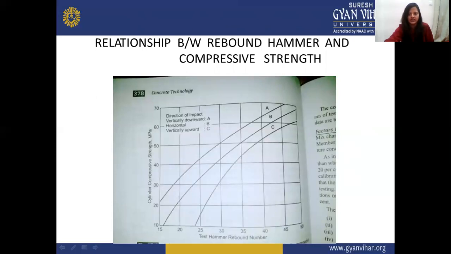So the rebound hammer and compressive strength, this is the relation. We can see the cylinder compressive test compared to the test hammer rebound number, so we can see a relation.